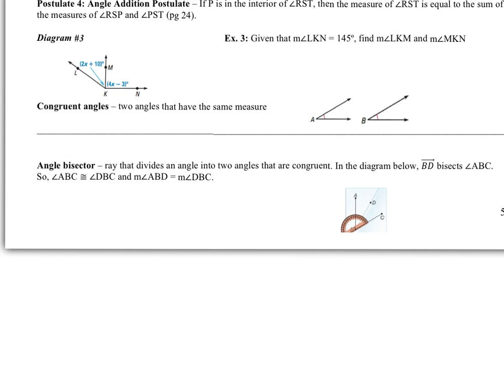And then what we would say is that we have the measure of angle A equals the measure of angle B, and that's just showing you that they're equal. We could also say that these angles are congruent as well, so we could say that angle A is congruent to angle B.